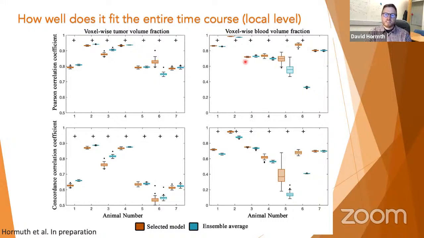For the blood volume fraction model, we see a very similar story where the Pearson correlation coefficient is generally above 0.7. There are some model evaluations that are doing much worse. And then the concordance correlation coefficient is generally above 0.6, but there are some, again, that are doing a little worse here.